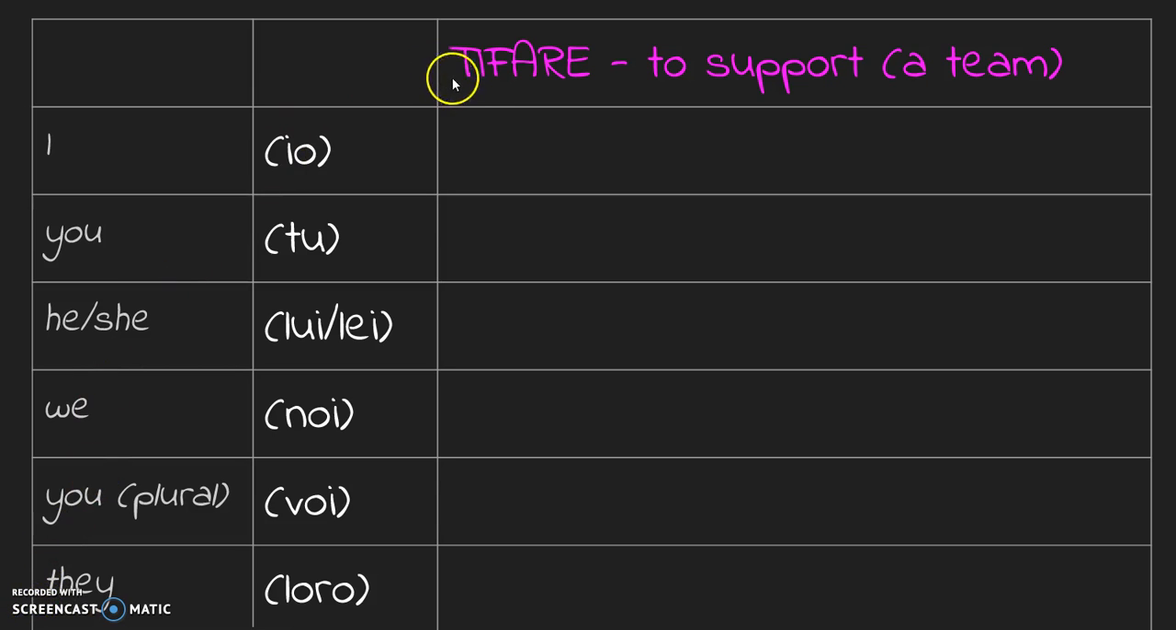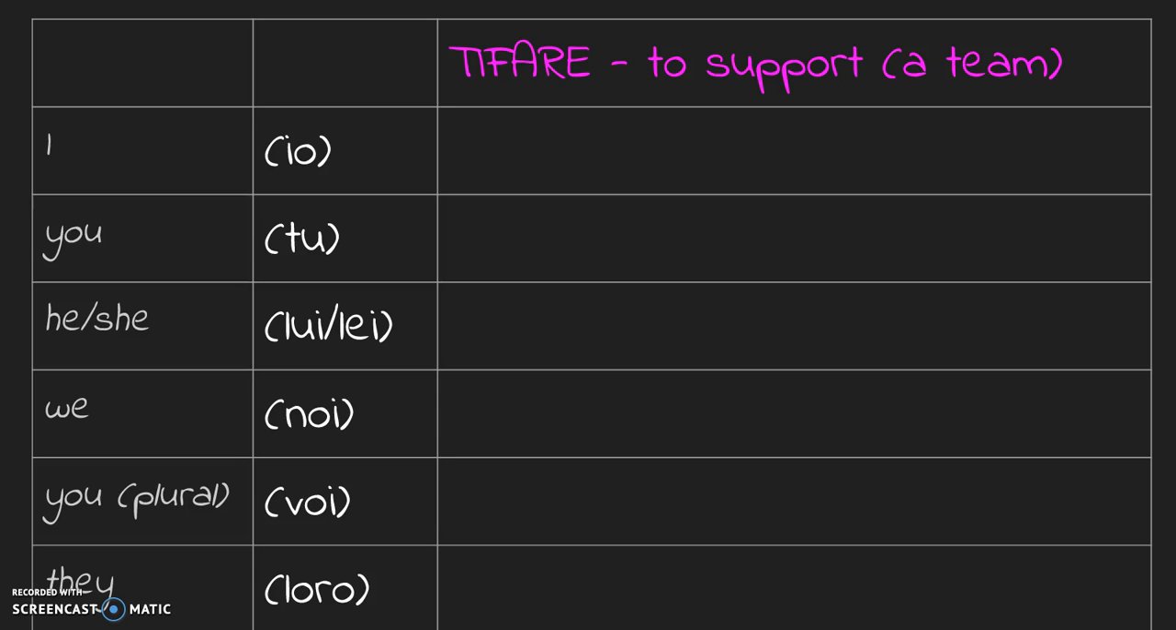At the top of our verb table we have the infinitive verb. This is the infinitive verb here. We've used the verb tifare as an example. So tifare means to support a team. In English, the infinitive of a verb is always to something. So to do, to eat, to sleep. In this case, to support. But another way of remembering what the infinitive is, just think of it as the name of the verb or the title of the verb.